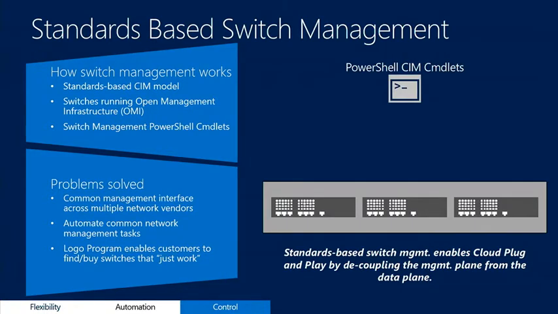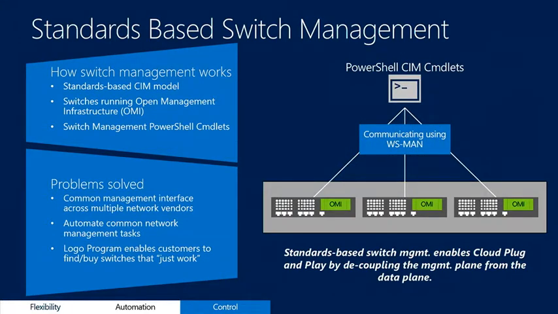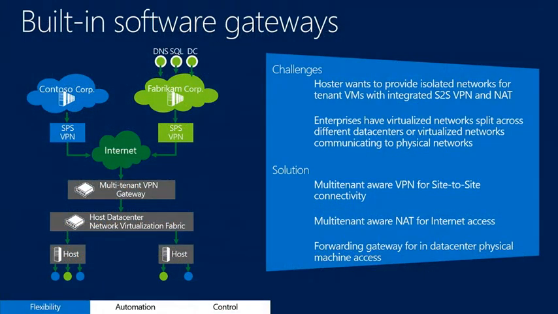So if you have different switches, it allows you to automate those management tasks across the different vendors that you actually have. Now, we have a logo program, which is on the Windows Server catalog, that allows you to go and look at switches, find and buy switches that just work out of the box with this platform. Okay, so you can find those on our website, and more of those are actually coming as well. So we communicate using WSMan through PowerShell cmdlets, so that allows us to get into those.